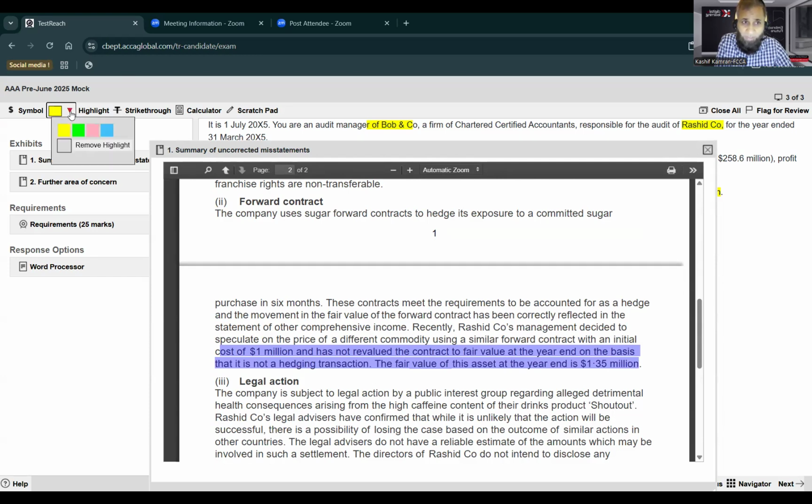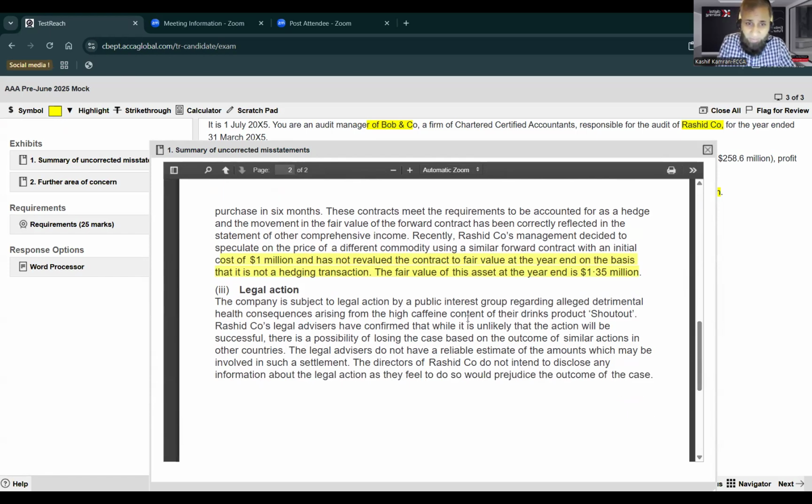So you have to take the $0.35 million through P&L, right? So that was basically a gain on the fair value, which needs to go through the P&L, and that was a speculative nature forward contract. And then in the legal case, it was very clearly written that the company is subject to a legal action by public. Rashid Company legal advisor has confirmed that it was unlikely that the action will be successful. There is a possibility of losing the case on the outcome of similar actions in other countries. Look at this statement by the lawyer and tell me, is it a provision or a contingent liability disclosure?